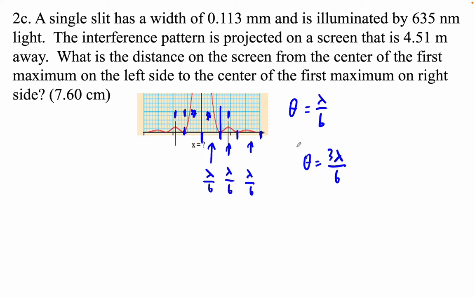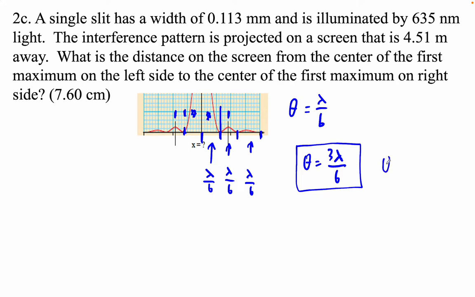So you've got to be able to figure it out. You've got to have this picture in mind. You've got to understand that the central maximum is 2 lambda over b wide. And then from there on, every single one of these is lambda over b, lambda over b, lambda over b. It's evenly spaced. So that's one measure of our angle.